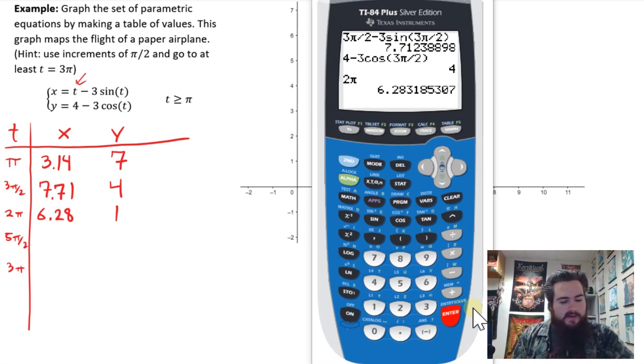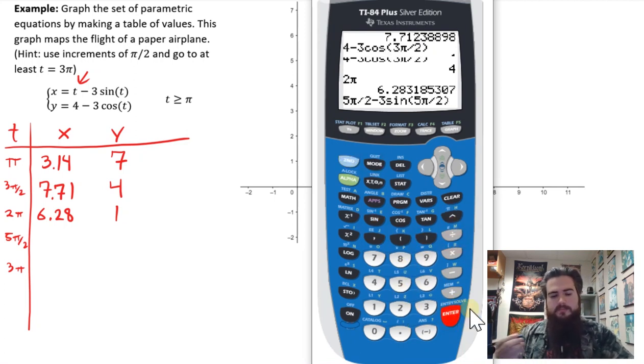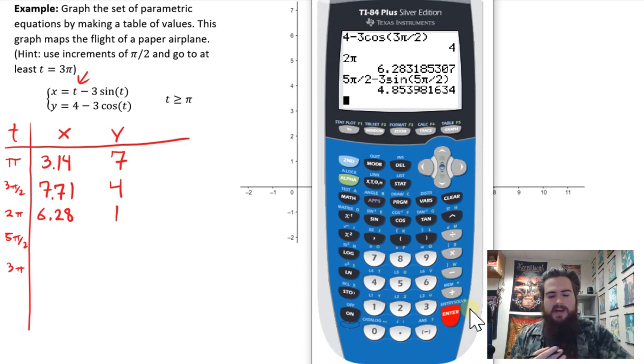With the next value after that, 5 pi over 2, for the x value, I'll have 5 pi over 2 minus 3 times sine of 5 pi over 2. Sine of 5 pi over 2 is just 1, so that's just going to be 5 pi over 2 minus 3, but we could show that: minus 3 sine of 5 pi over 2. So that's just 5 pi over 2 minus 3, which is apparently 4.85.